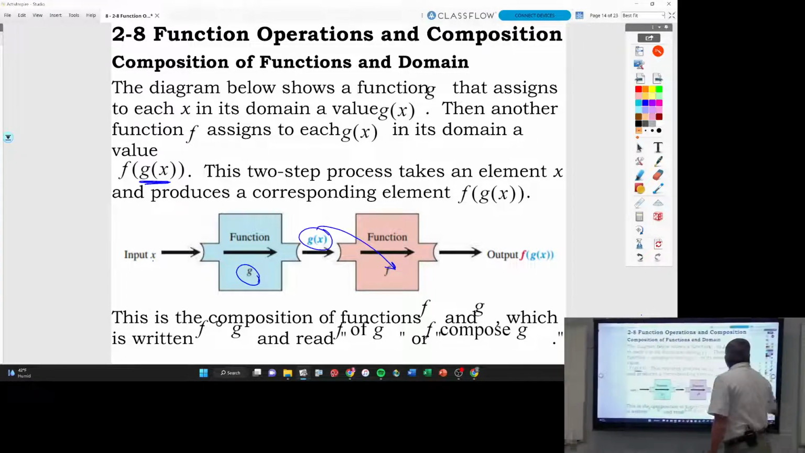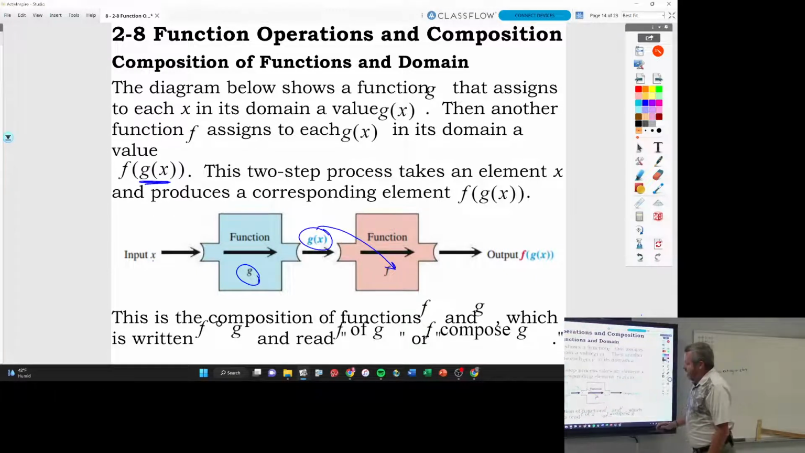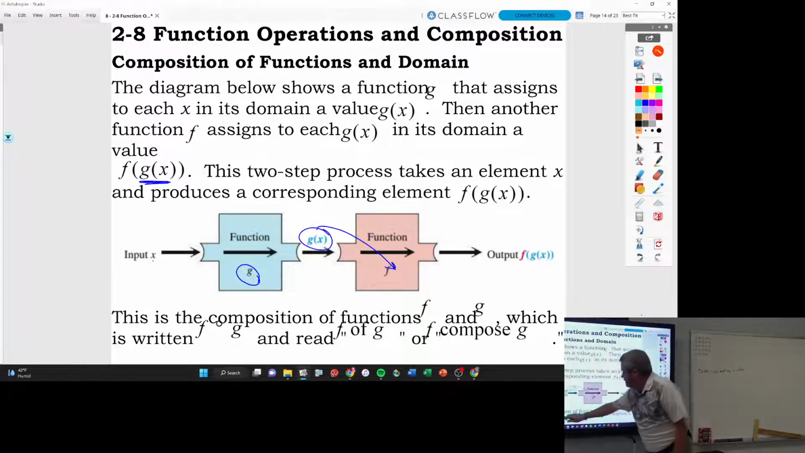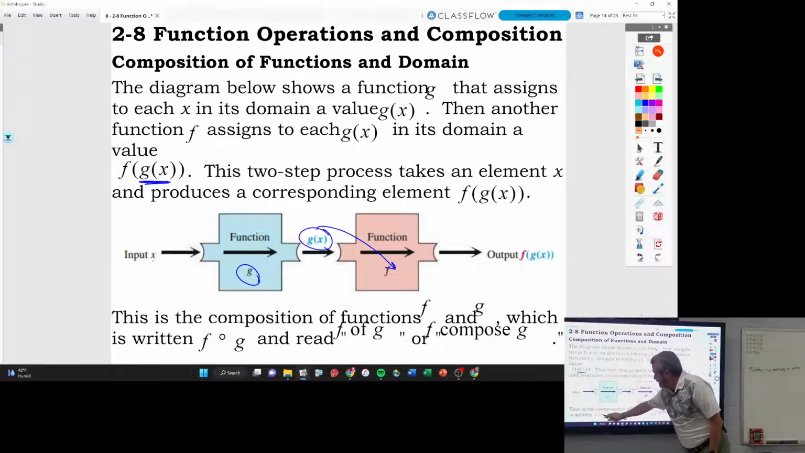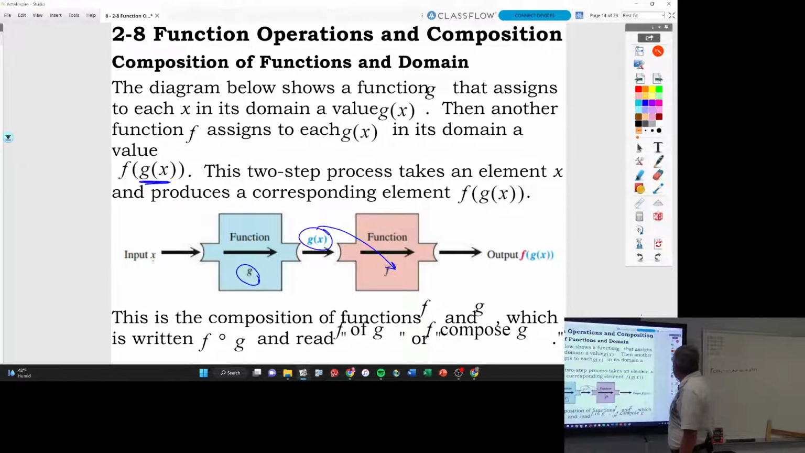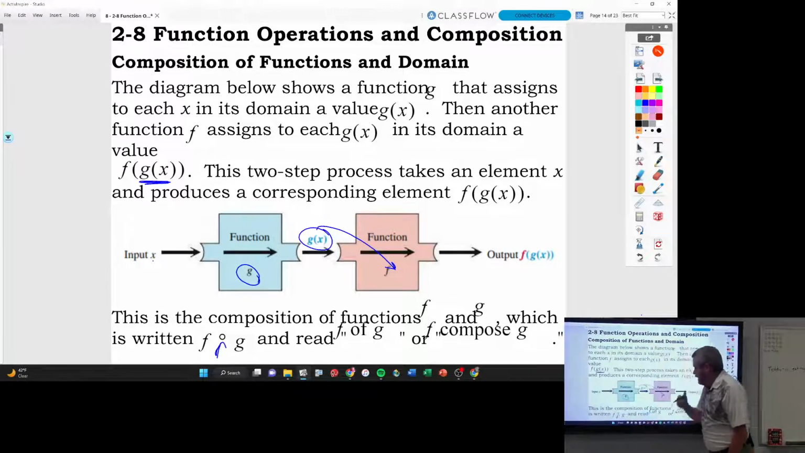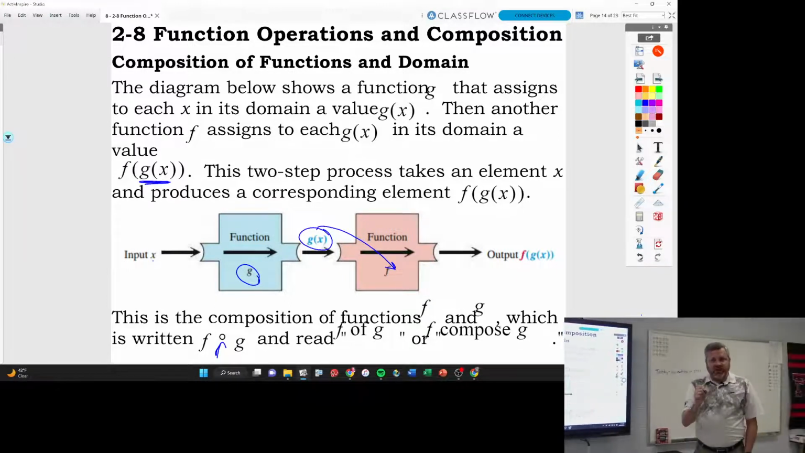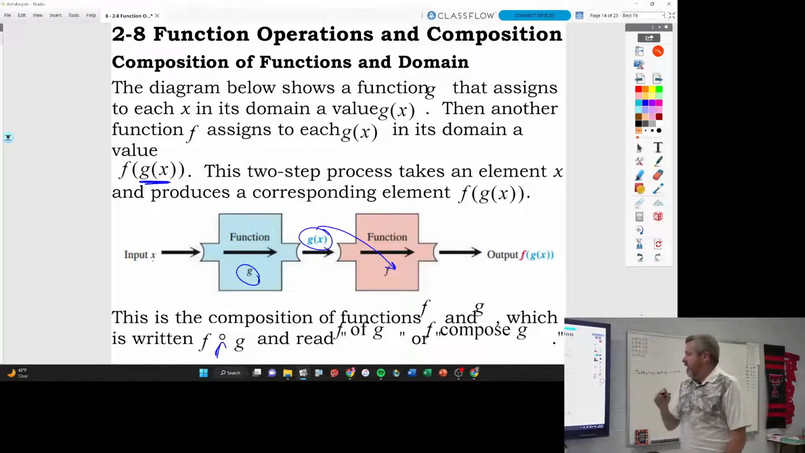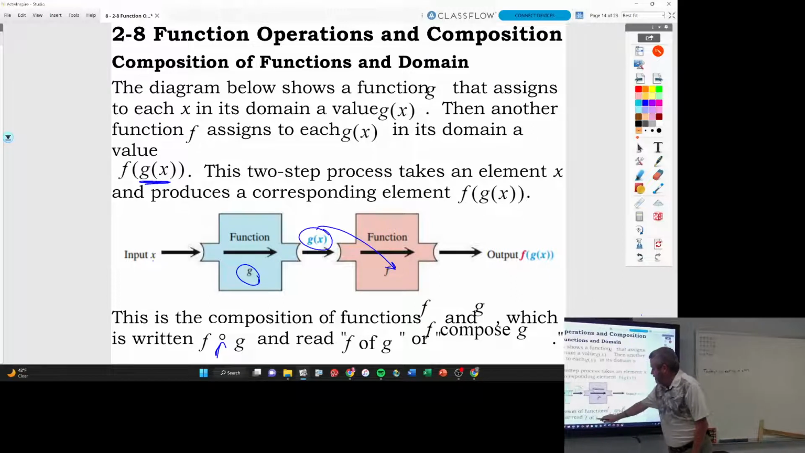This is a composition of functions f and g, which is written f circle g. Okay, so look at that little circle there. That little circle indicates we're talking about a composition. It's not a multiplication dot. It's an open circle there, f circle g. And you'll hear me read it as f of g.